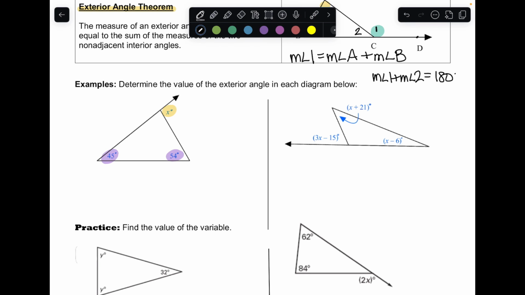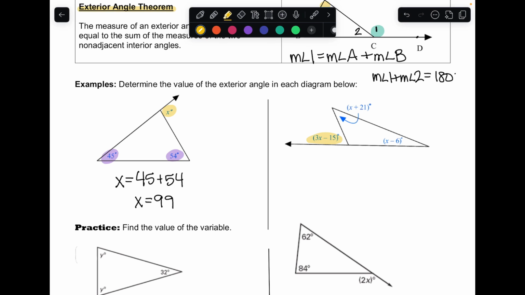So we're going to set up the equation. X is equal to 45 plus 54, and we get 99. And that's it. You can do the same thing for the next one.